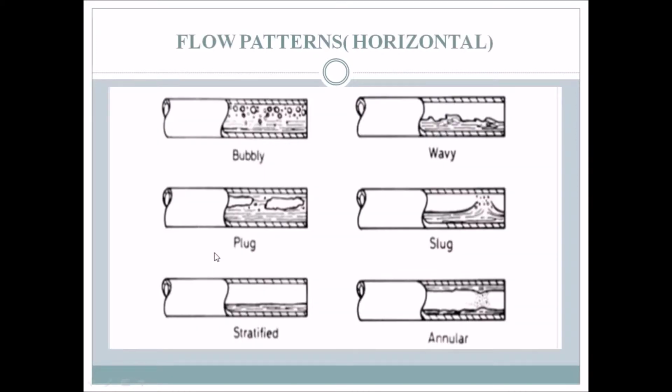So in a way of diagram, what are the flow patterns that we have? If your pipe is horizontal, these are the flow patterns that we have. This is bubbly, when we have little bubbles of gas immersed in the liquid. When we have a wavy like movement, we call it wavy. We have plug when it's in this form, slug when we have it in this form. This is stratified, and this is annular when we have the gas and the fluid at the edges.